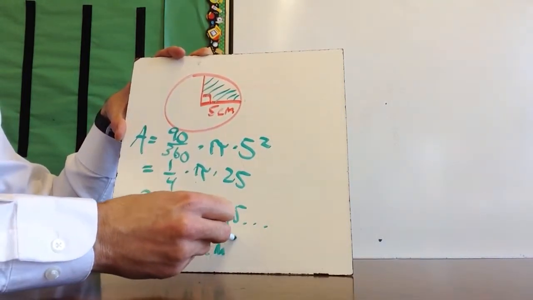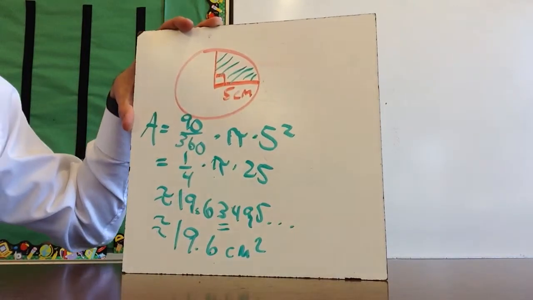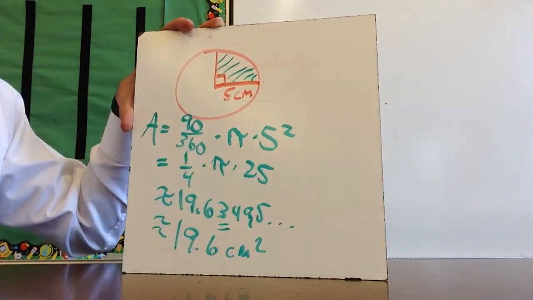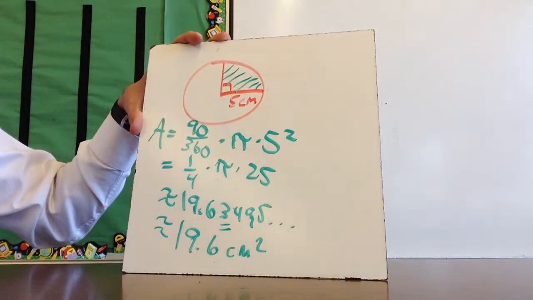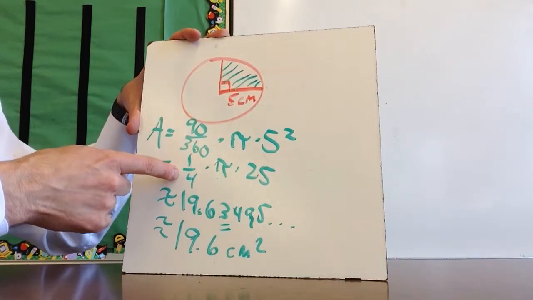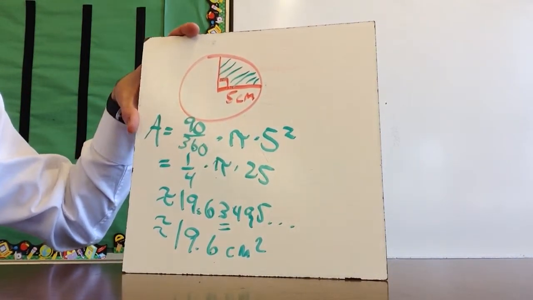centimeters squared. Remember, we're talking about centimeters squared because we are talking about the area of this part of the circle, right? If I wanted to figure out what the whole circle was, I could just do pi r squared. That would tell me the entire circle. I'm only looking for 1/4 of it because 90 degrees is 1/4 of a circle.